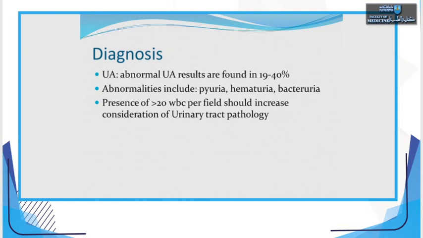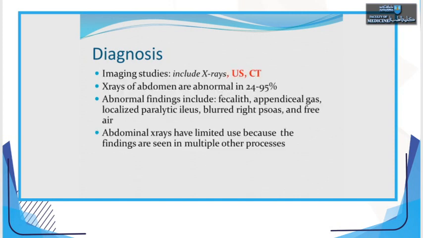Urine analysis. Abnormal urine analysis results are found in almost 20% of the cases. Abnormalities include pyuria, hematuria, and bacteriuria. The presence of more than 20 WBCs per field should increase consideration of urinary tract pathology, not acute appendicitis. Also, the presence of RBCs usually indicates a urinary tract problem, not acute appendicitis.